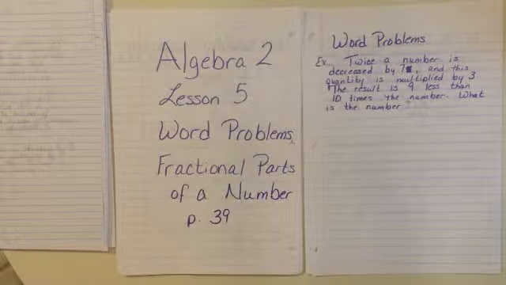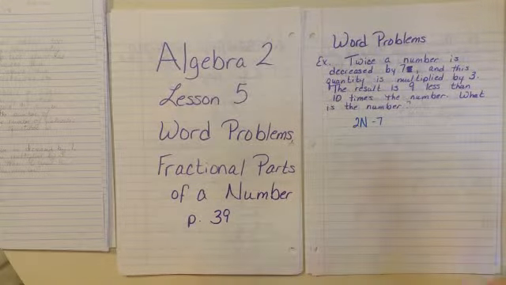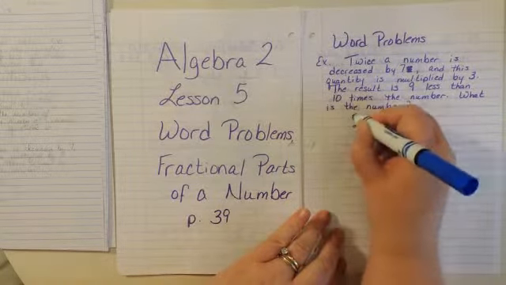Twice a number, so 2 times a number, is decreased by 7, minus 7. This quantity is multiplied by 3. Quantity times 3. The result is 9 less. That means if we add 9, it's going to equal 10 times the number. Okay, what is the number? So we're going to solve for n.